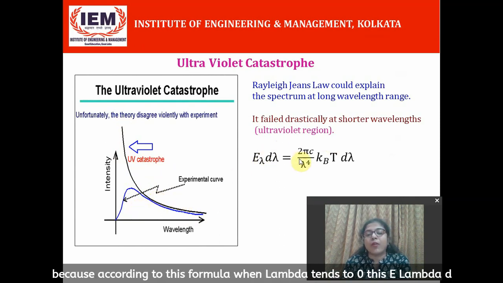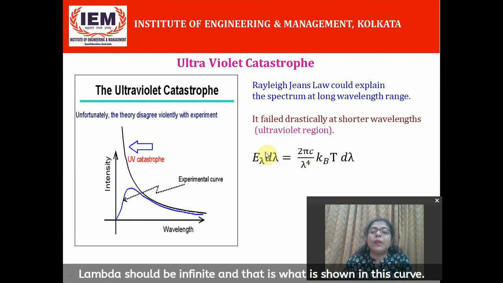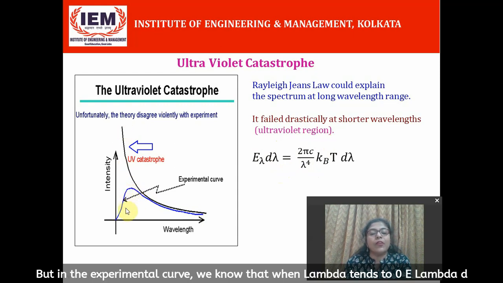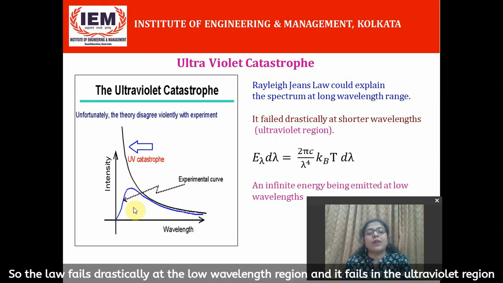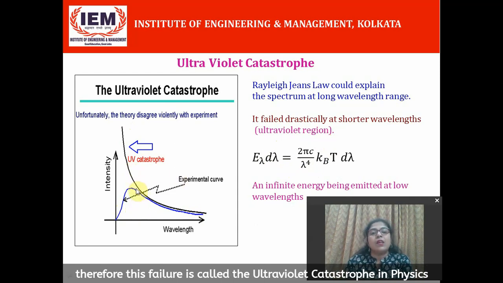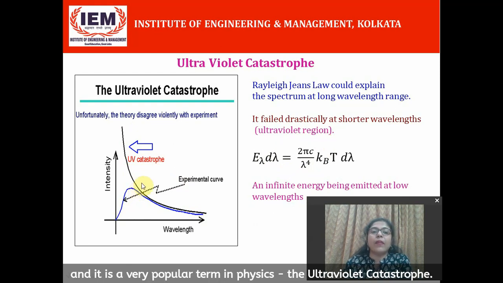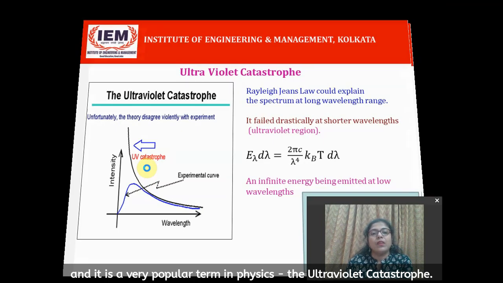Because according to this formula, when lambda tends to 0, E lambda d lambda should be infinite, and that is what is shown in this curve. But in the experimental curve, we know that when lambda tends to 0, E lambda d lambda should also tend to 0. So the law fails drastically at the low wavelength region. And since it fails in the ultraviolet region, this failure is called the ultraviolet catastrophe, and it is a very popular term in physics.